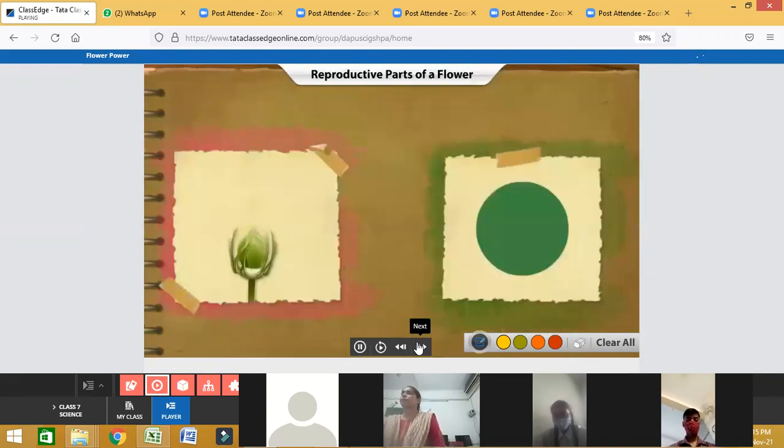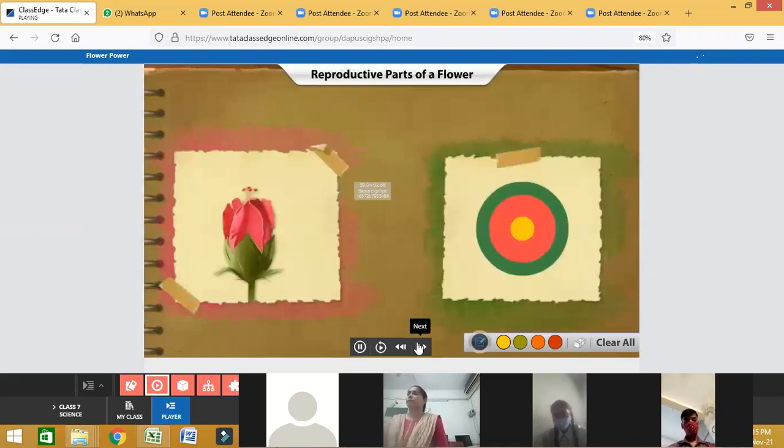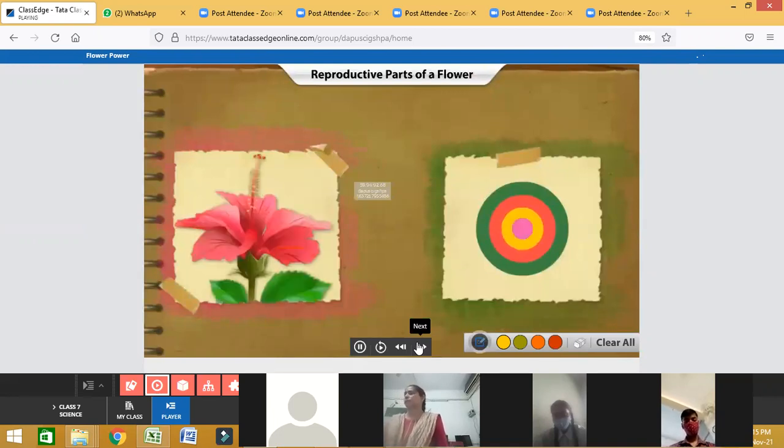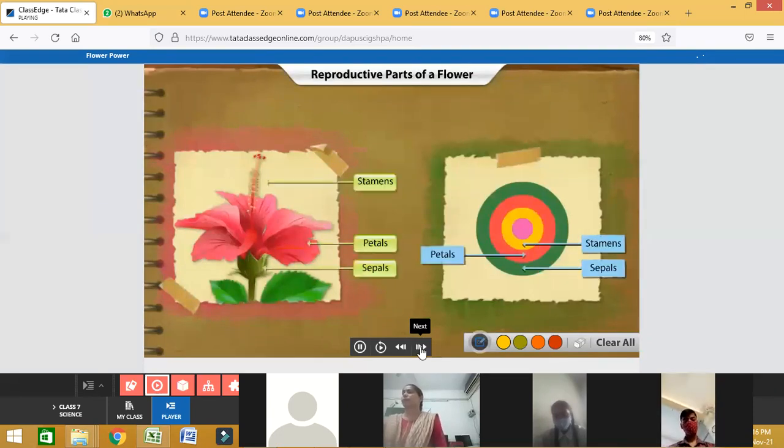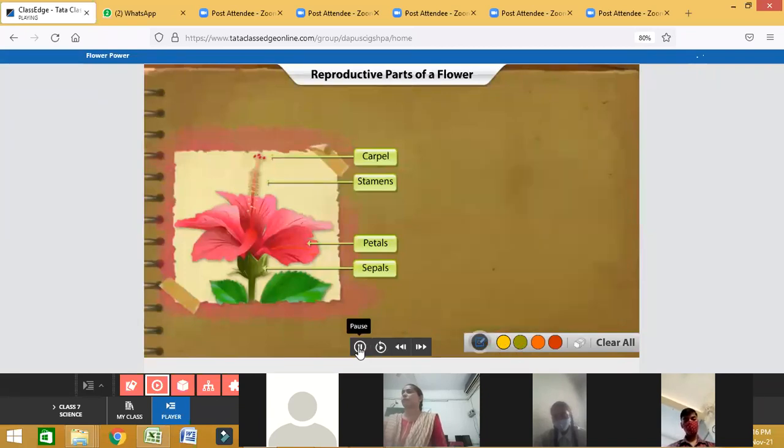Flowers develop from buds. The parts of a flower are arranged in rings or whorls. They are called sepals, petals, stamens, and carpels. Let us study the parts in detail. Click each part to know more.